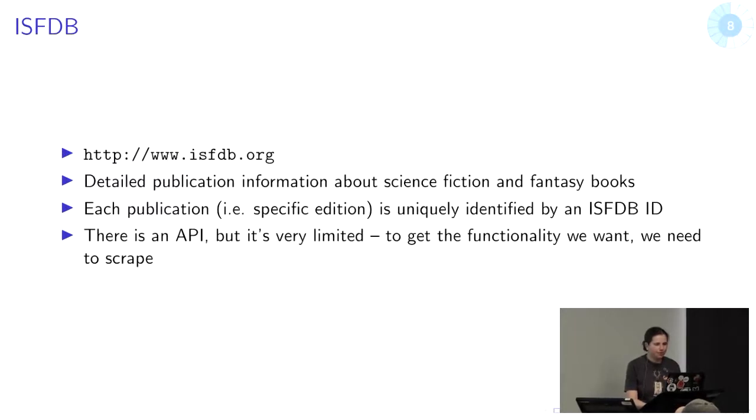So for the first part, there is a very cool website called ISFDB.org, the Internet Speculative Fiction Database, which is a very, very detailed database about science fiction and fantasy books going way back in time to very, very old books, all the way up to currently published books. And each publication, so each specific edition of a book, is uniquely identified by a specific ID in their database. It does have an API, but the API is very limited. There's two searches that you can do, and neither of them is what we want here. So we do need to scrape the page if we want to get the functionality that we want.